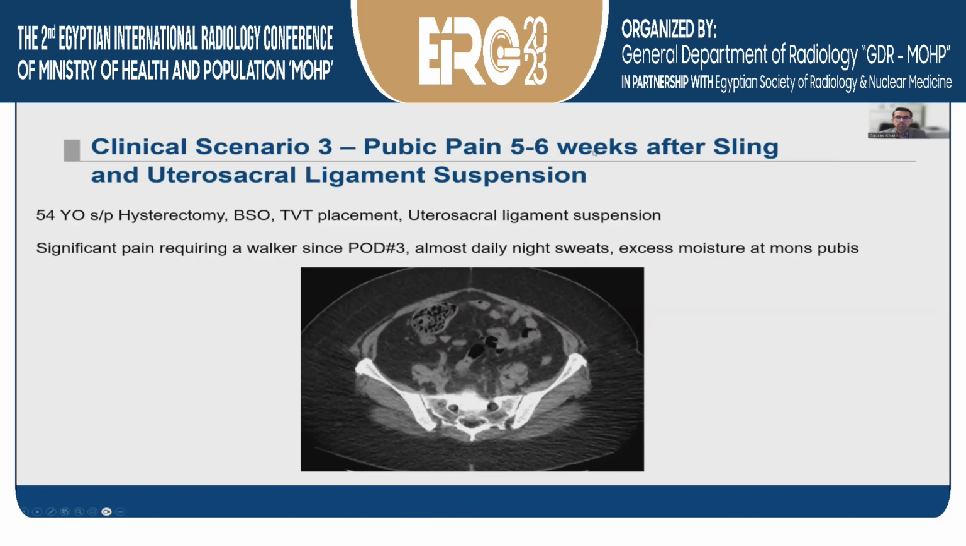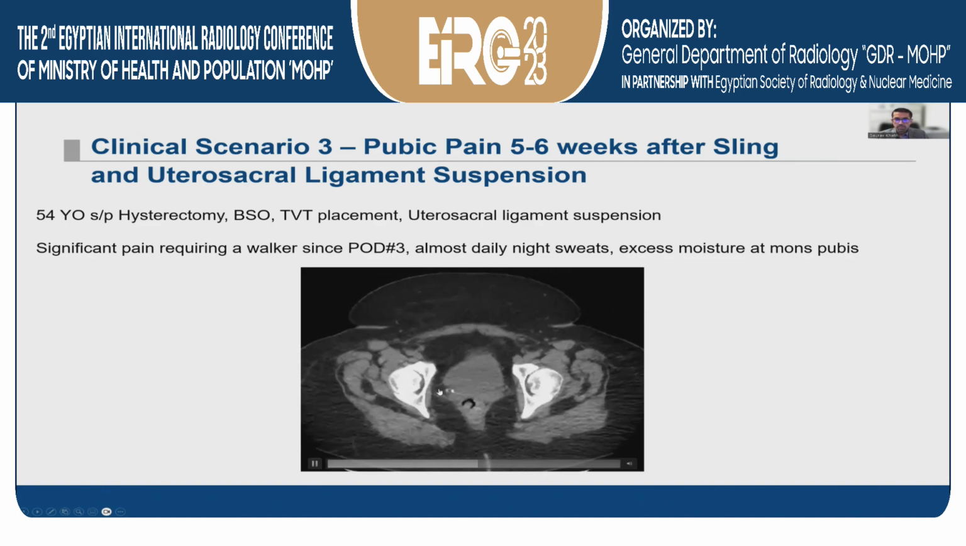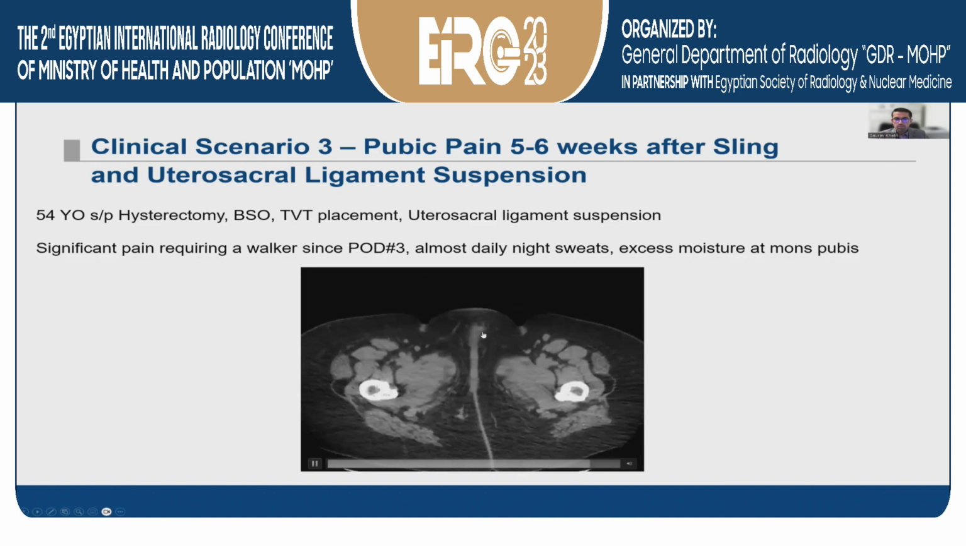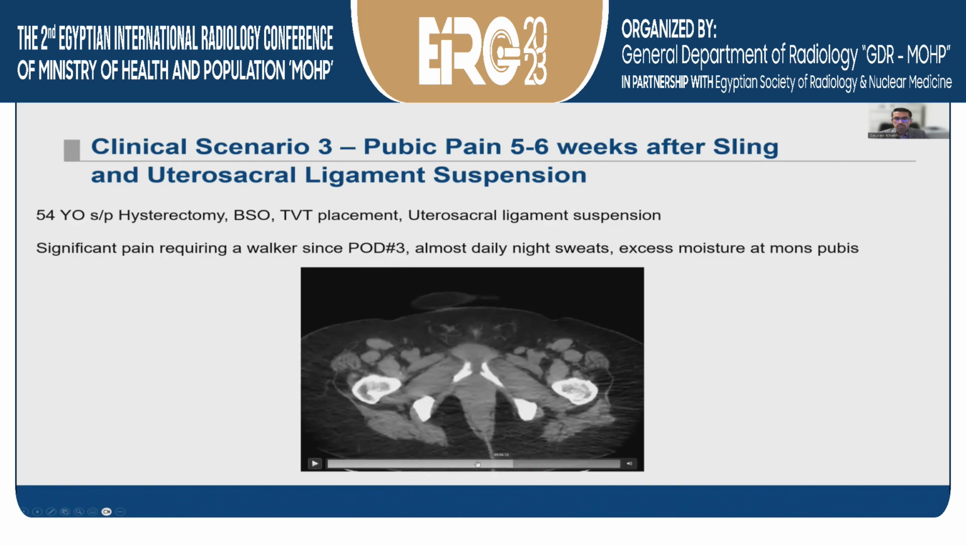relatively short time interval, 5 to 6 weeks after placement of sling. Patient also had a uterosacral ligament suspension done. So playing this video, you can see there's something asymmetric on the right side of the pelvis, and then there's this soft tissue density tubular structure going towards the pubic, the skin surface.